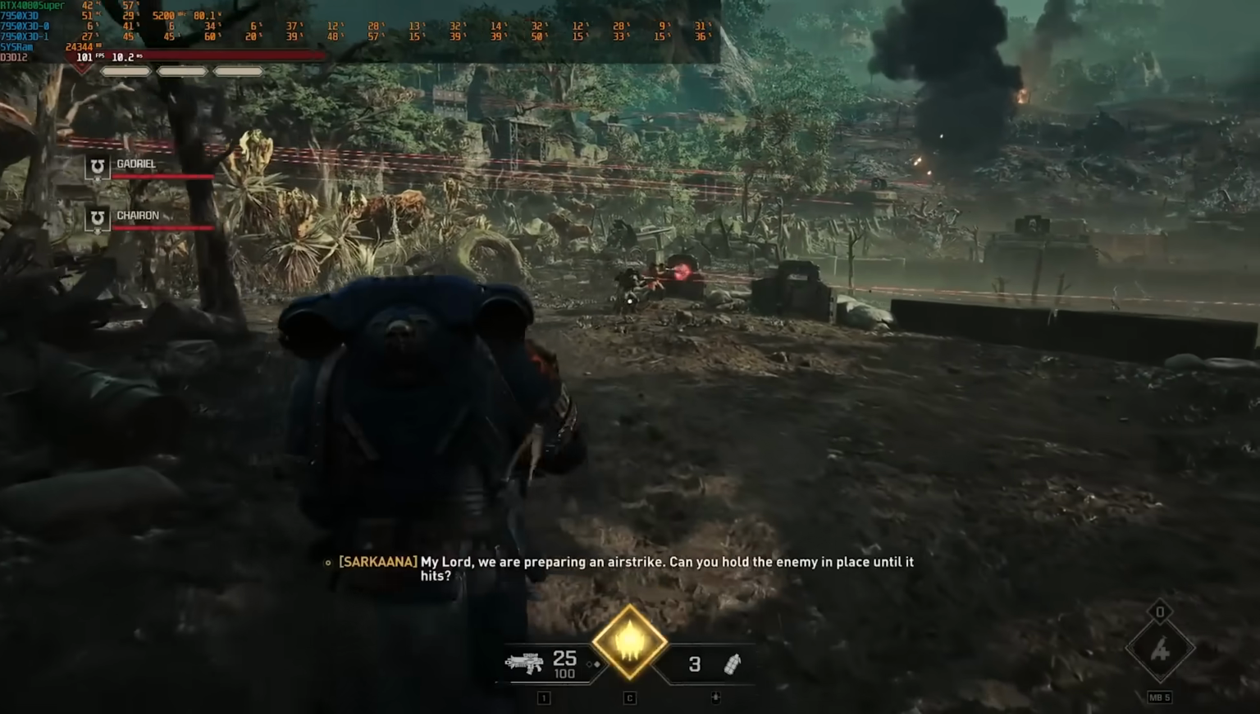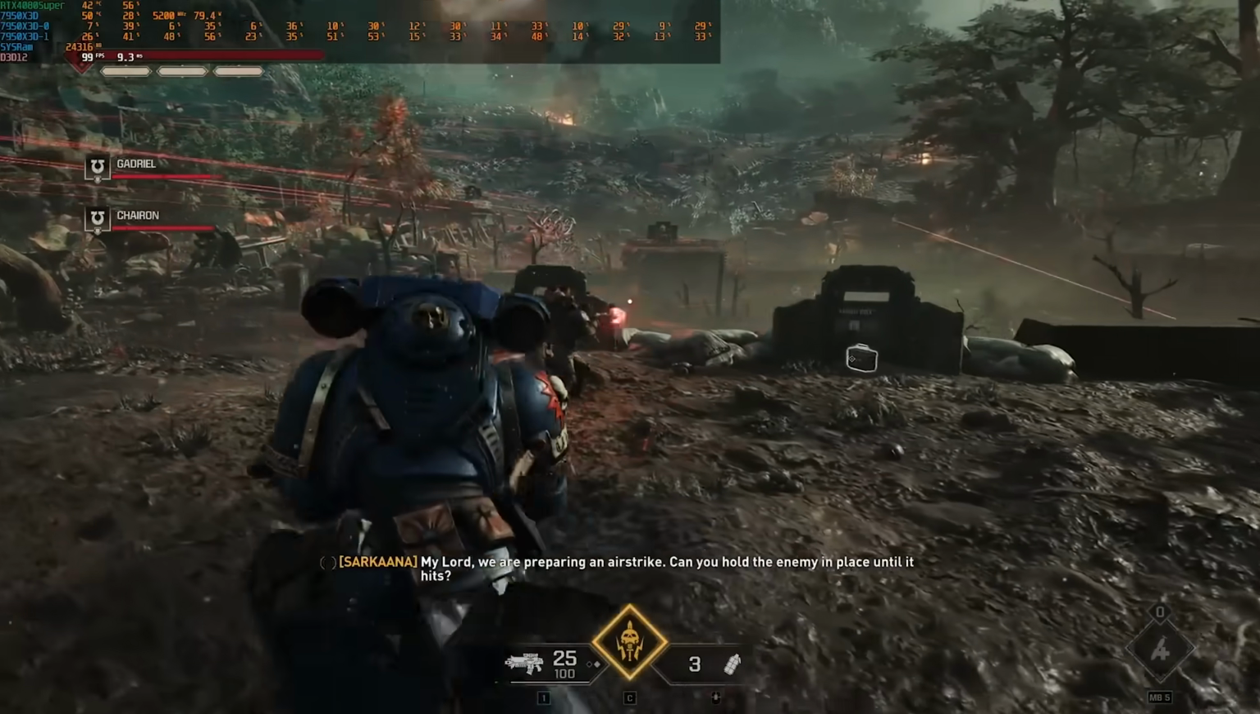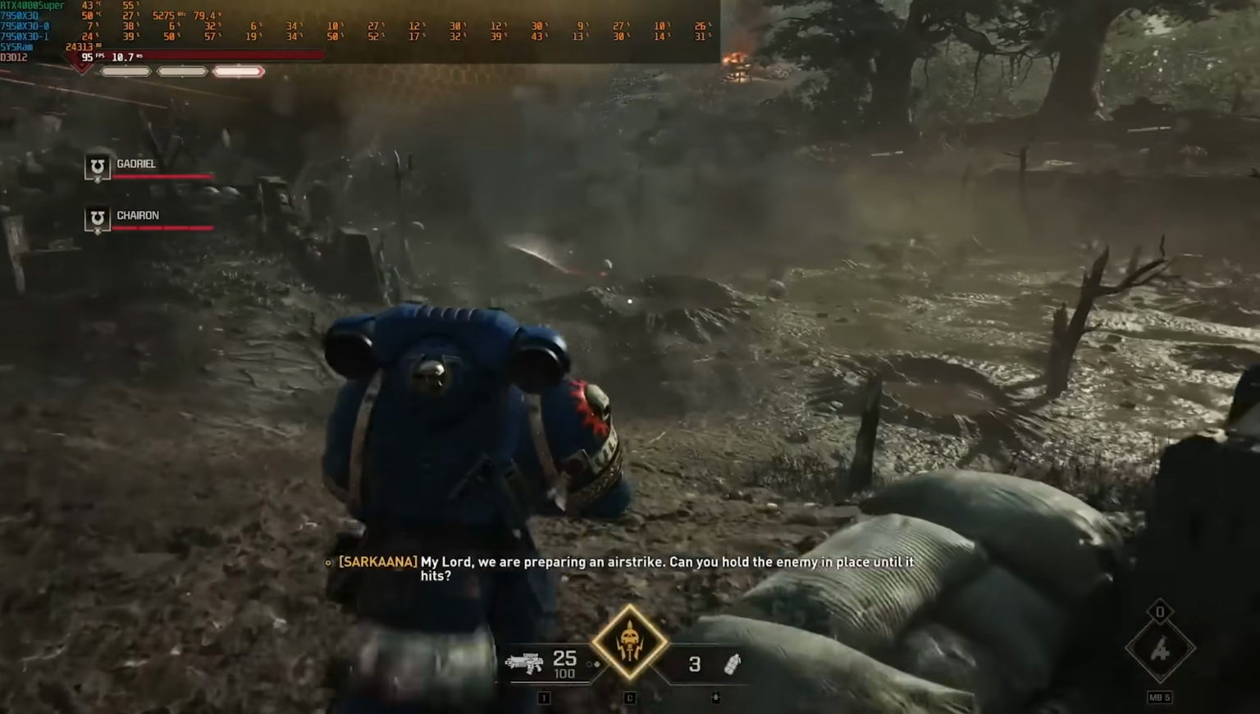We are preparing an airstrike. Can you hold the enemy in place until it hits?